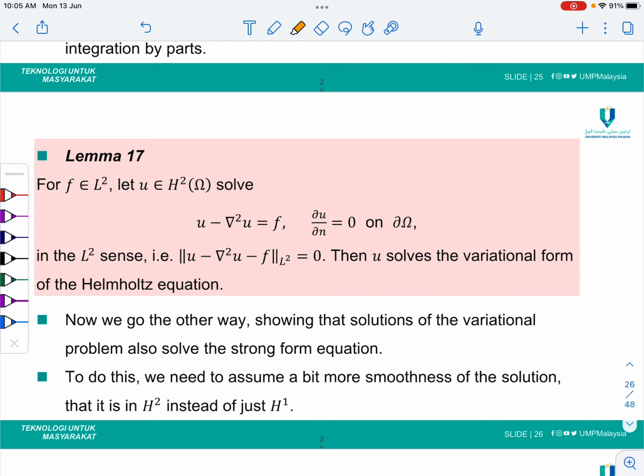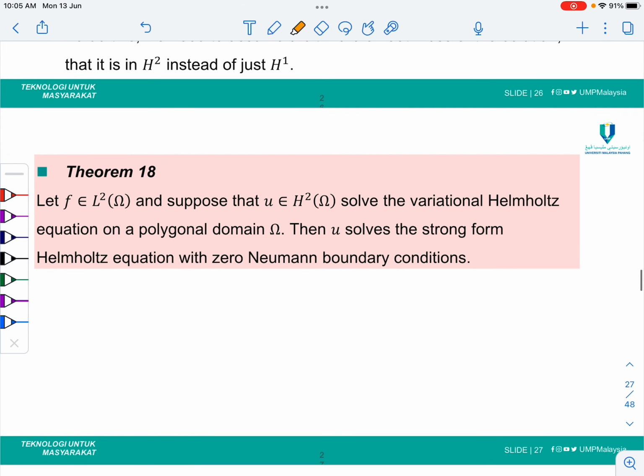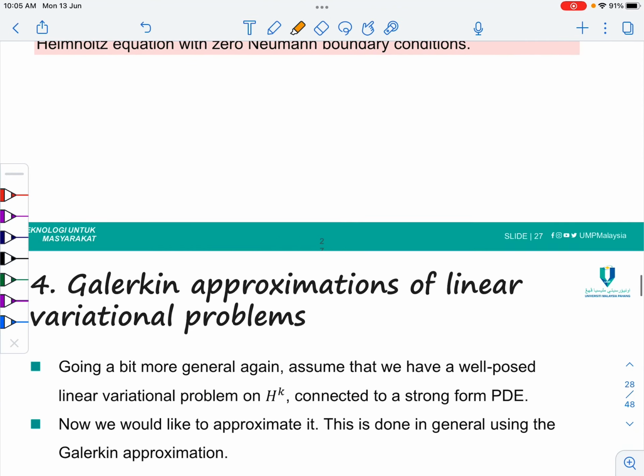Now we go the other way, showing that solutions of the variational problem also solve the strong form equation. To do this, we need to assume a bit more smoothness of the solution, that it is in H^2 instead of just H^1. Theorem 18, let f be in L2(Ω) and suppose that u in H^2 solves the variational Helmholtz equation on a polygonal domain Ω. Then u solves the strong form Helmholtz equation with a zero Neumann boundary condition. So that is the theorem.